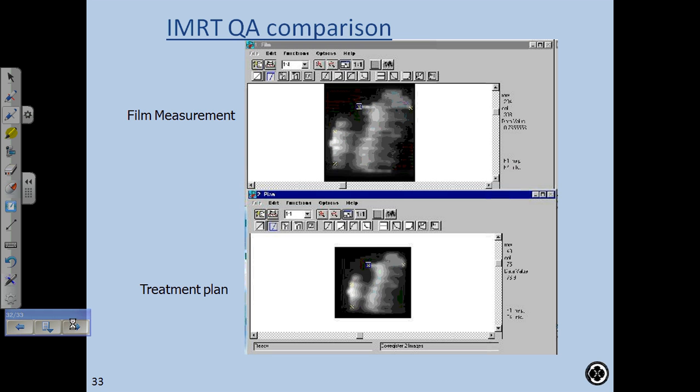Okay, and then this is just a screenshot from an old RIT comparison with film. This is when we were using film to do IMRT QA. This is a beam's eye view of an intensity pattern. We'd shoot the film, scan it with a scanner, and bring it into RIT. RIT is an image processing software that's used for QA. Then we'd export the treatment plan from our planning system. These little points here are anchor points, so that it would be able to align this to this. And after that, we do the subtraction and evaluation.